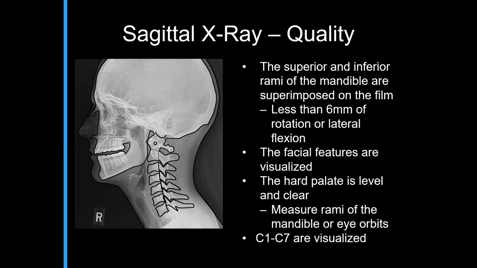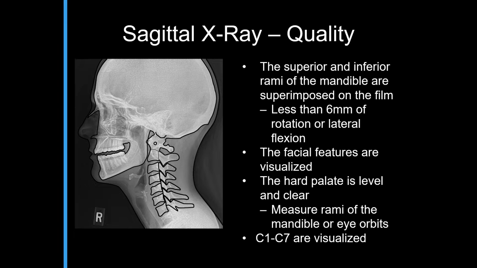As far as the quality, or how to know if it's actually done correctly, and this is still important for CBCT, we want to make sure the superior and inferior rami of the mandible are superimposed on the film, and we want less than 6 millimeters of rotation or lateral flexion.